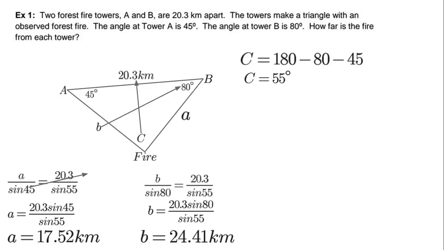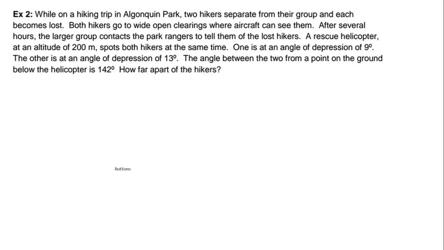And so that's how far the fire is from each tower. On a hiking trip in Algonquin Park, two hikers separate from their group. Each becomes lost. Both hikers go to wide open clearings where aircraft can see them. After several hours, the larger group contacts the park rangers to tell them of the lost hikers. A rescue helicopter at an angle of 200 meters spots both hikers at the same time.